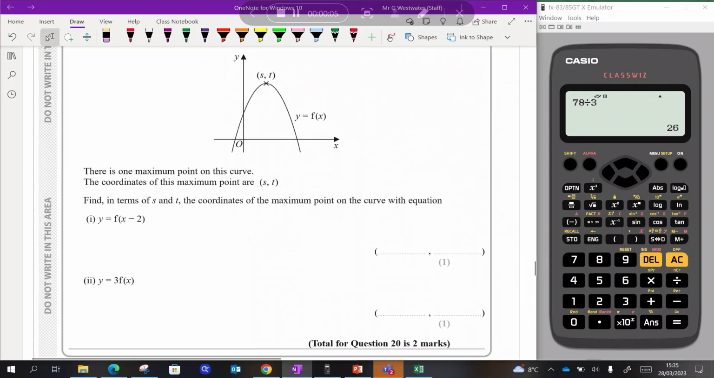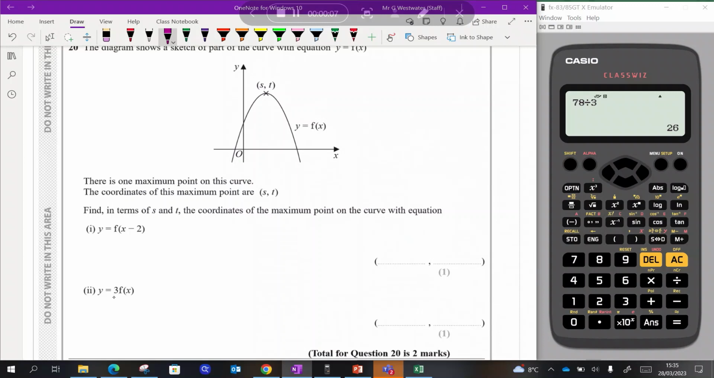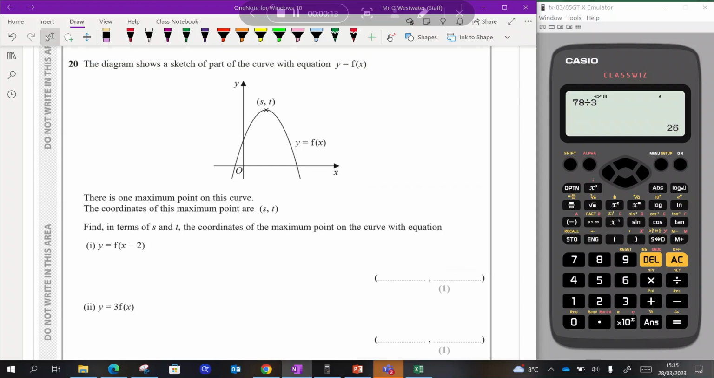So, okay, looking at part I and part II, I can see that these are going to do with graphical transformations. So, the diagram shows a sketch of part of the curve with the equation y equals f of x. There is one maximum point on this curve, and the coordinates of this maximum point are s, t. Find in terms of s and t the coordinates of the maximum point on the curve with equation y equals f of x minus 2.